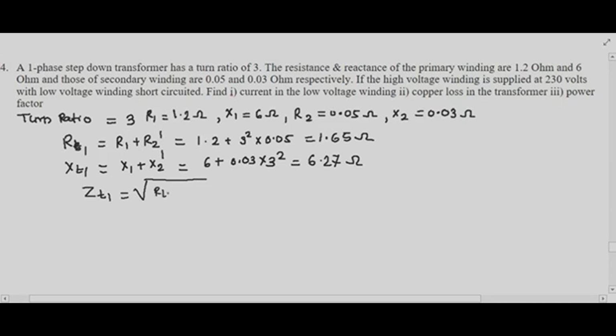Now from RT1 and XT1 I can find out ZT1, which equals the square root of RT1 square plus XT1 square. So you will get ZT1 equals 6.48 ohm.